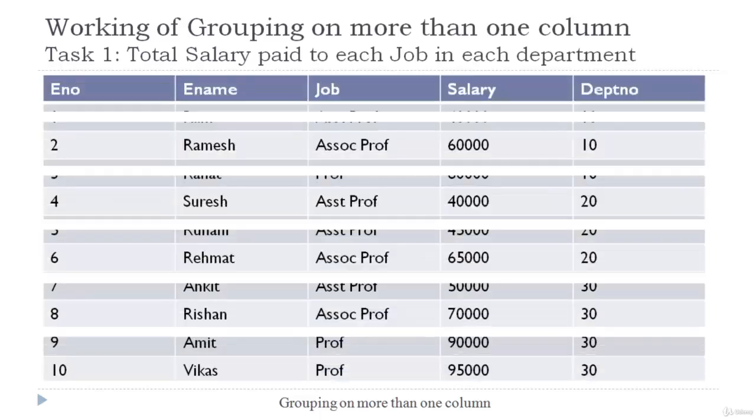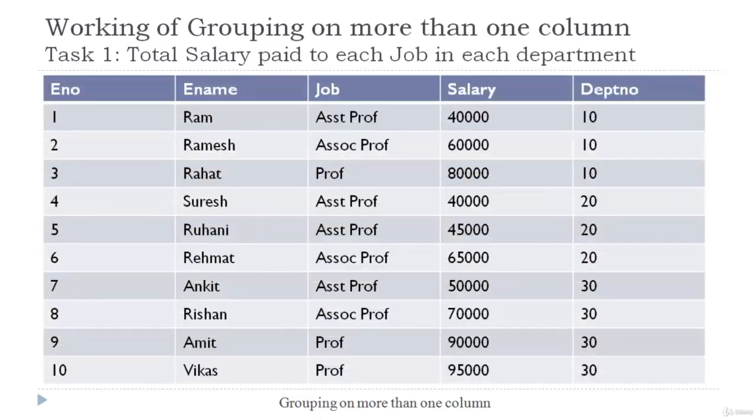To understand this concept, let us consider the given database of employee having 5 columns: employee number, e-name, job, salary and department number. And we wish to find total salary paid to each job in each department. To perform this operation, only 3 columns, that is job, salary and department number, will play their role. So let's simplify this database by selecting only these 3 columns.